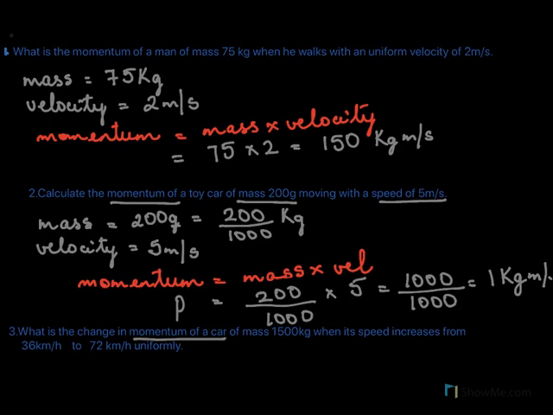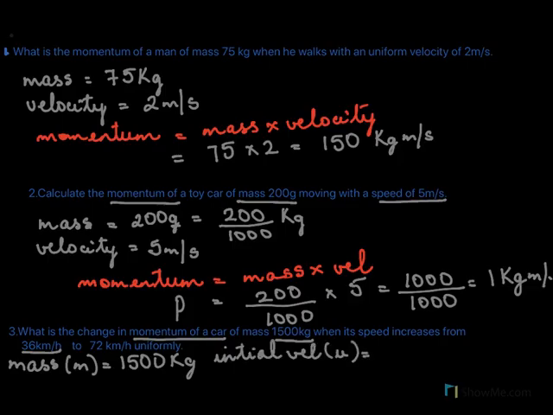What is the momentum of a car of mass 1500 kgs when its speed increases from 36 km per hour to 72 km per hour? So in this case, the mass m is 1500 kg. Then we have the initial velocity, we call it u, and in this case, the initial velocity is 36 km per hour. And then we have the final velocity, which we call v, and that is 72 km per hour.